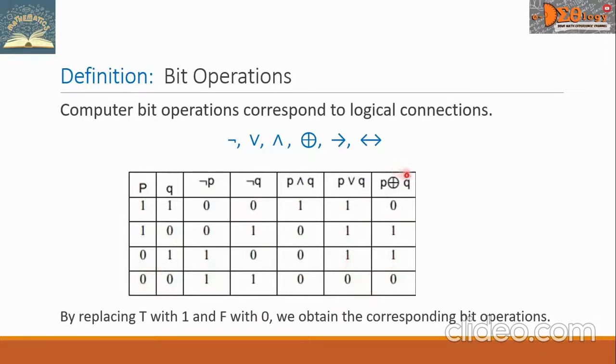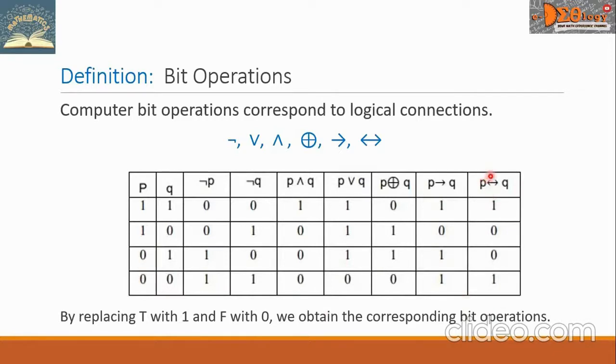P XOR Q. The value will be 1 if exactly 1 of P and Q is 1. So 1 XOR 1 is 0. 1 XOR 0 is 1. 0 XOR 1 is 1. 0 XOR 0 is 0. P implies Q. The values will always be 1 except when P is 1 and Q is 0. So 1 implies 1 is 1. 1 implies 0 is 0. 0 implies 1 is 1. 0 implies 0 is 1.